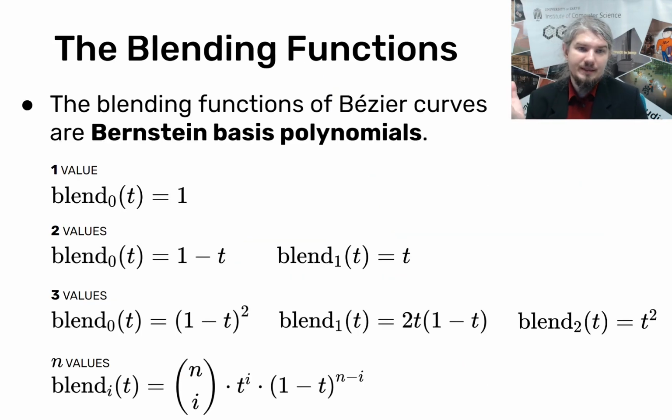It turns out that these blending functions for Bezier curves, they're called the Bernstein basis polynomials. So there is this system of polynomials. Well, there's this general case down here, and you can basically interpolate or blend together some n values using these polynomials, and for Bezier curves it turns out that these are the polynomials that are its blending functions.